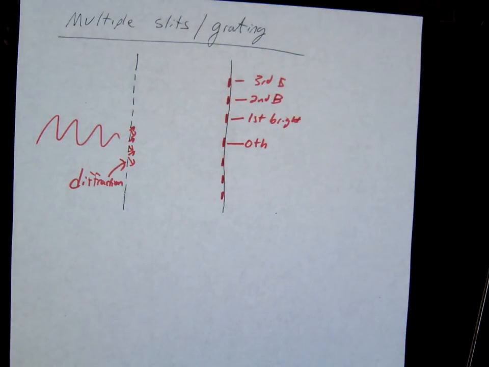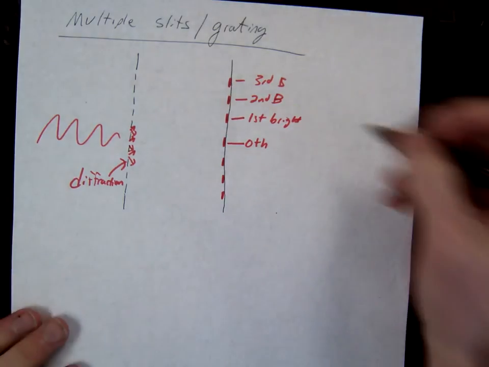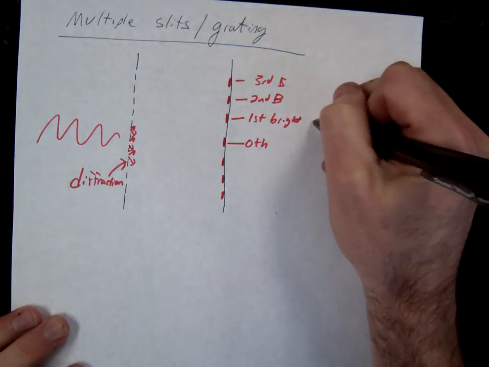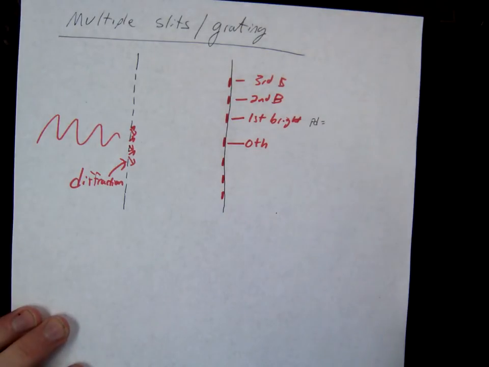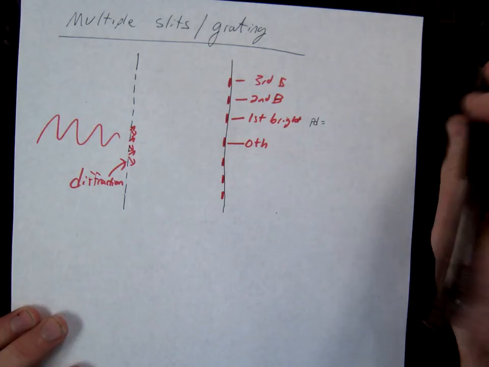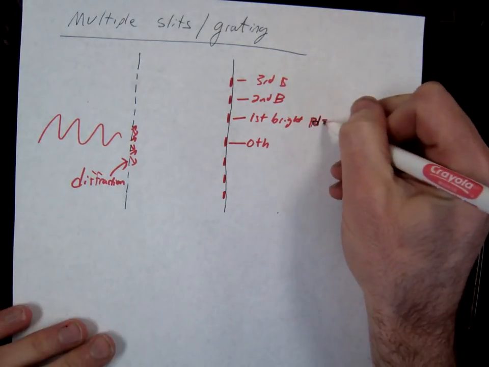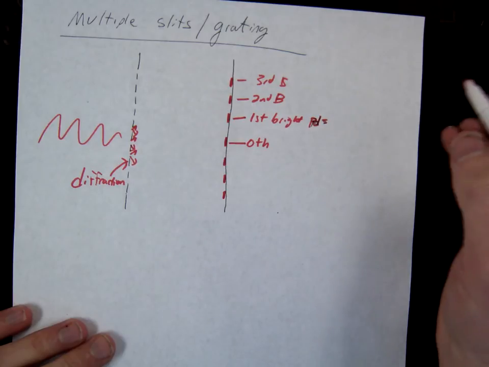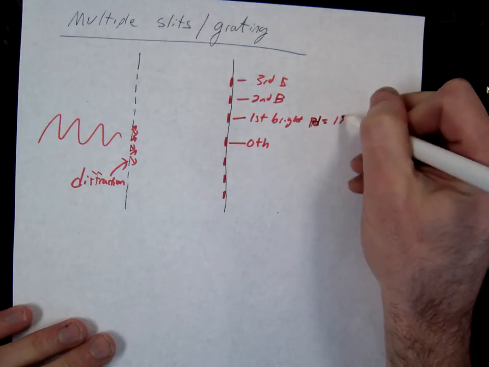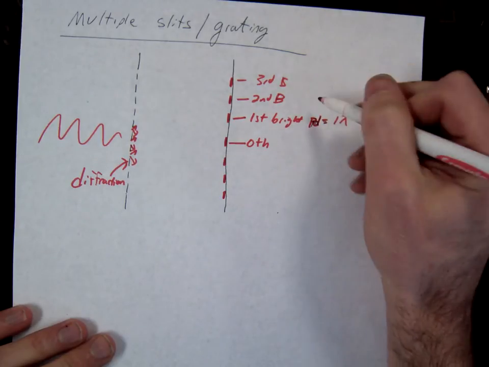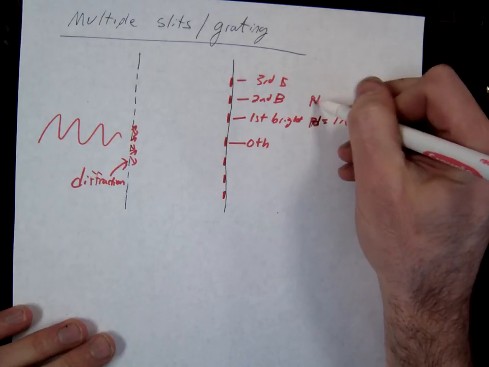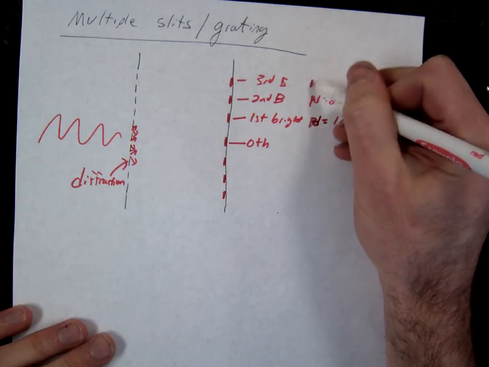In all three cases, the concepts are the same. In other words, the first bright occurs with a path difference of, anyone remember? What's the path difference for the first bright? 1 wavelength. What's the path difference for the second bright? 2 wavelengths, and so forth. So these are all whole numbers.